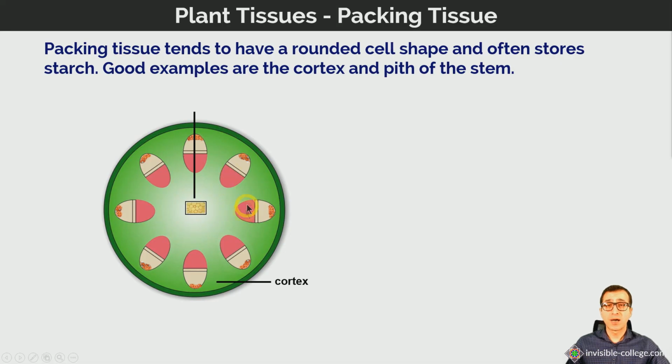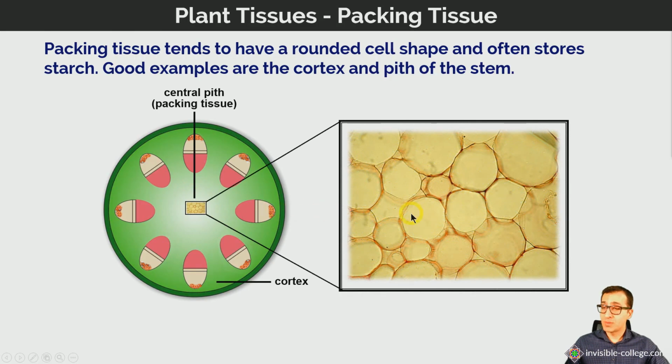So here we can see a diagrammatic representation of this. In the center of this section of stem, we have the central pith, the packing tissue. And if we zoom in on this, we can see the cells. They're very nondescript cells. They're essentially there to pack this central region. So packing tissue can be compressed and will recoil upon release of pressure. And so this gives the stem of a plant the ability to bend in the wind without breaking.